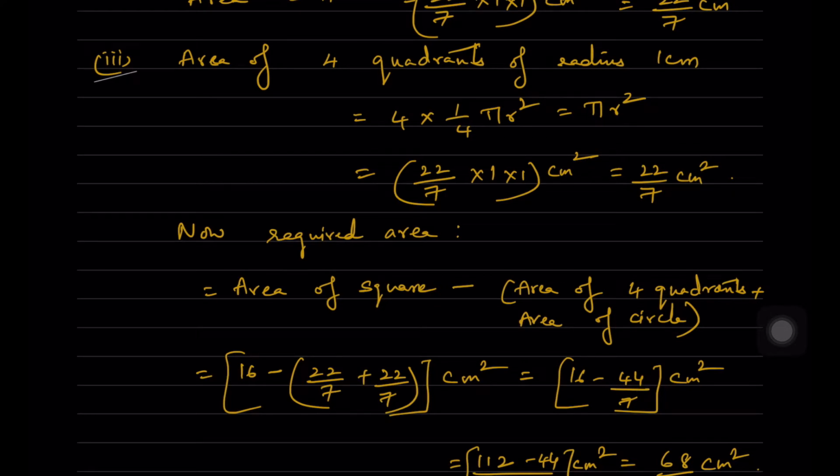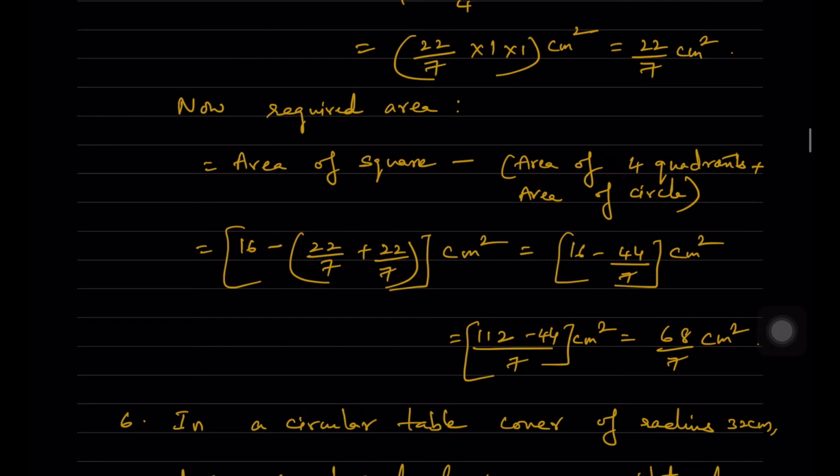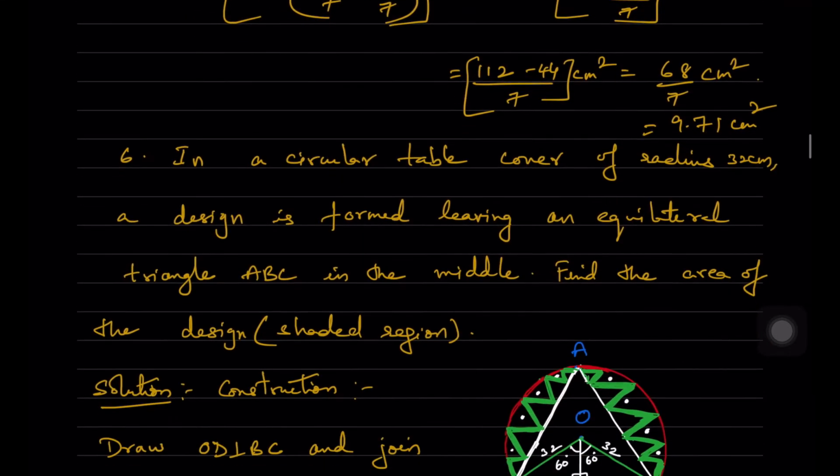So now the required area is nothing but the area of the whole square minus the area of the 4 quadrants plus the area of the circle, in brackets. So therefore you are getting 16 minus, in brackets, 22 by 7 plus 22 by 7 centimeter square, which is equal to 16 minus 44 by 7 centimeter square, which is equal to 112 minus 44 by 7 centimeter square, which is equal to 68 by 7 centimeter square, or it is equal to 9.71 centimeter square.